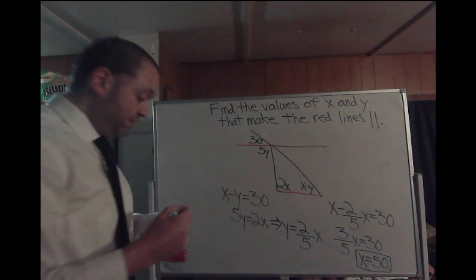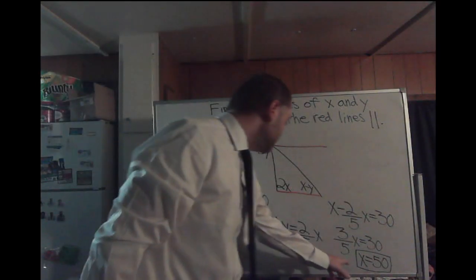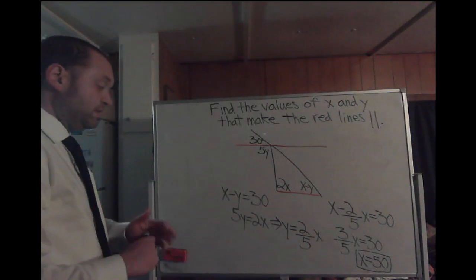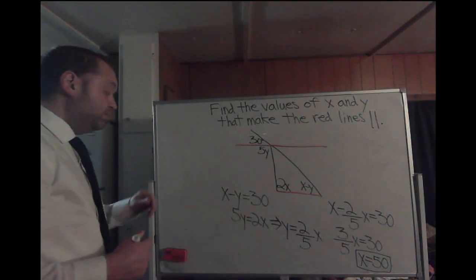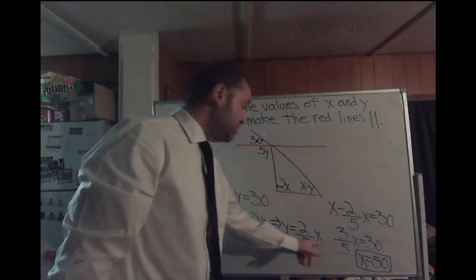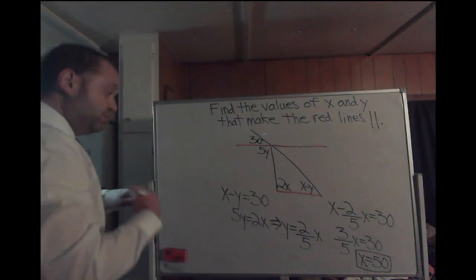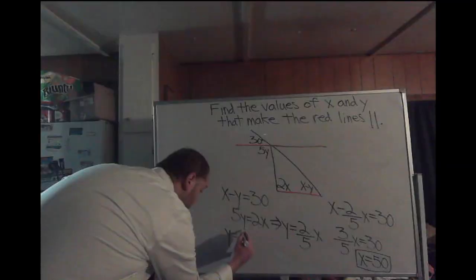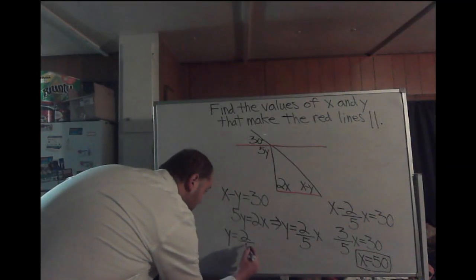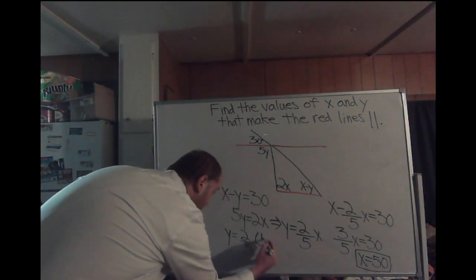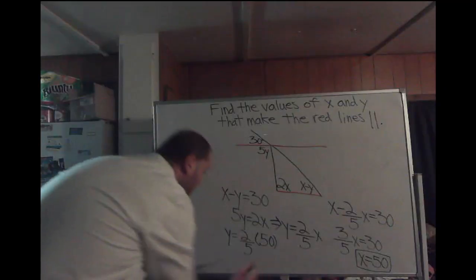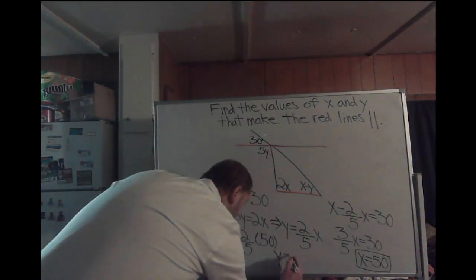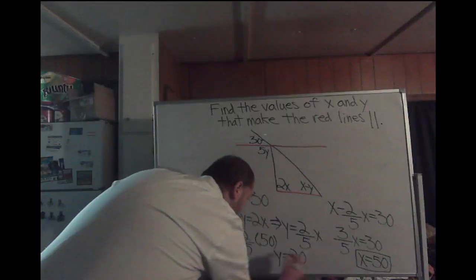So the value of x that you're going to get is that x equals 50. Now we know that y is equal to 2/5 x. We'll just substitute that value of x in here. So y equals 2/5 times 50, which would just simply have to mean that y equals 20.